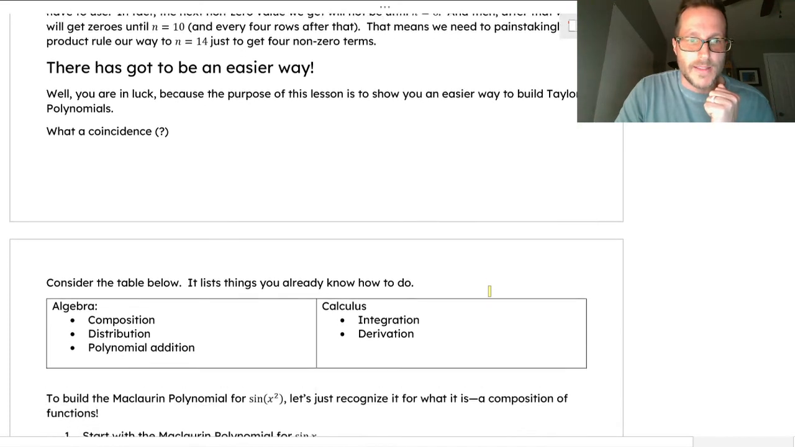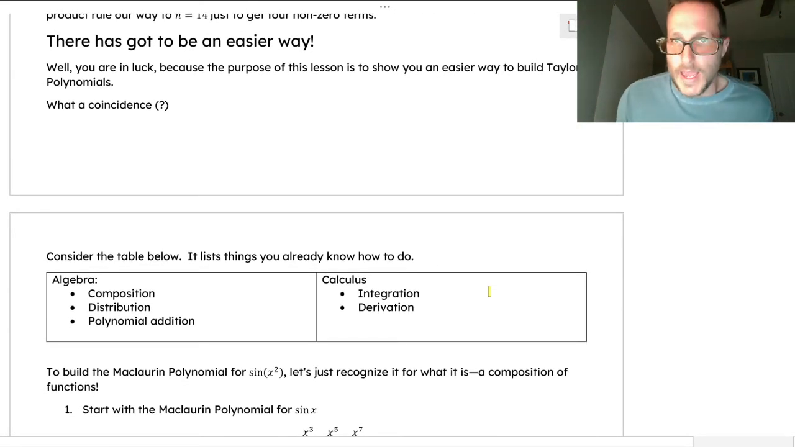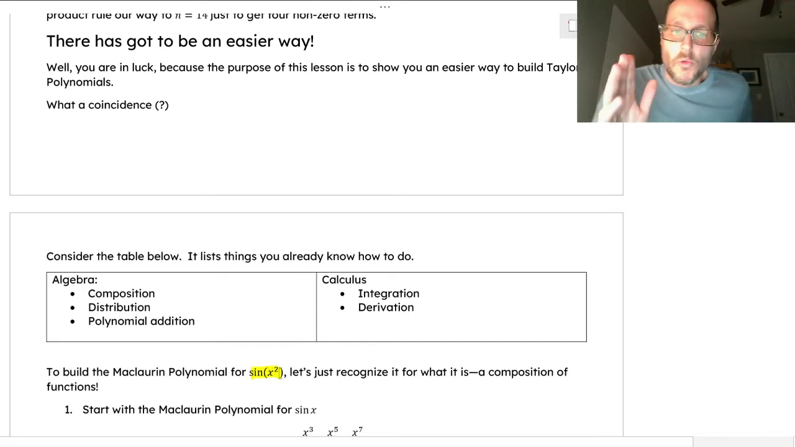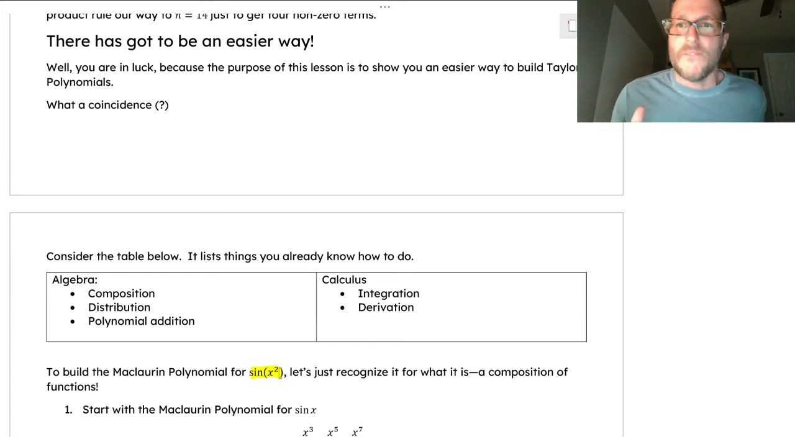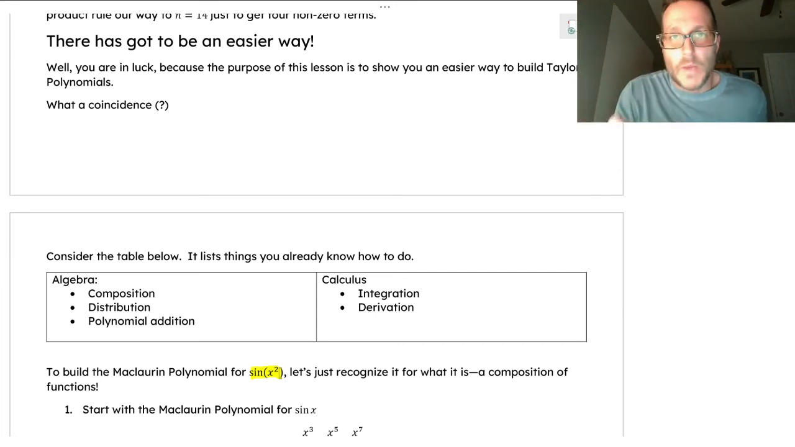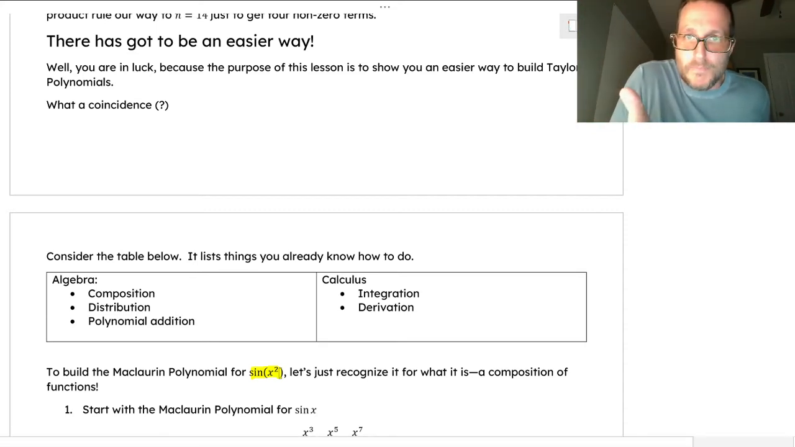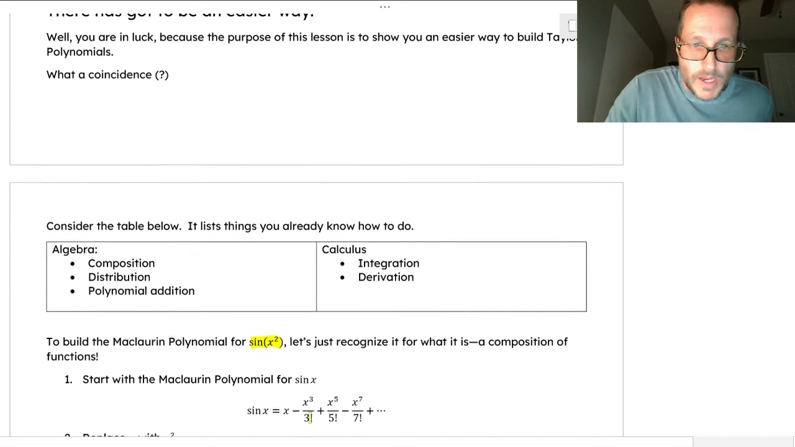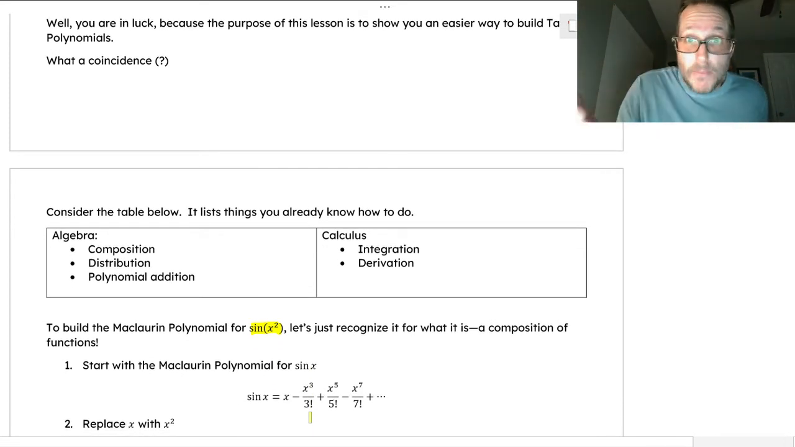So let's get started. Let's do sine x squared again, and let's do it for real this time. Sine of x squared is nothing but a composition of functions. It's x squared subbed into sine x. If we agree that sine x is the same as that Maclaurin polynomial we came up with, sine x is all of the odd powers: x minus x cubed over 3 factorial plus x to the 5th over 5 factorial.